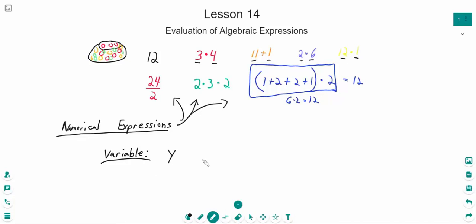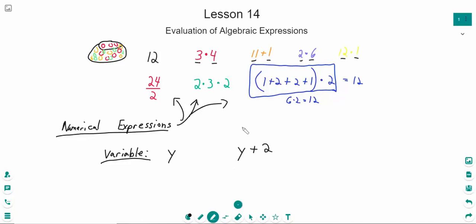So a variable is a letter from the alphabet that we plug into a mathematical expression. All right. So we might say that an expression that would include a variable would be y plus 2. Now you might say, well, what in the world is y plus 2? I can't add that. And so we need to talk about what a variable is.